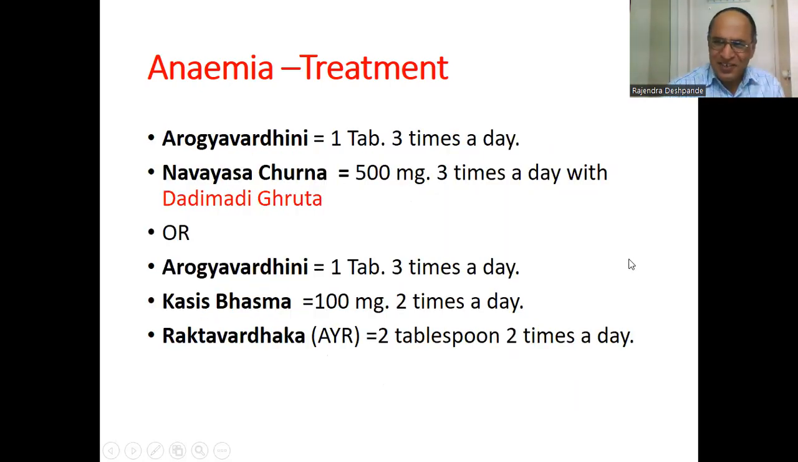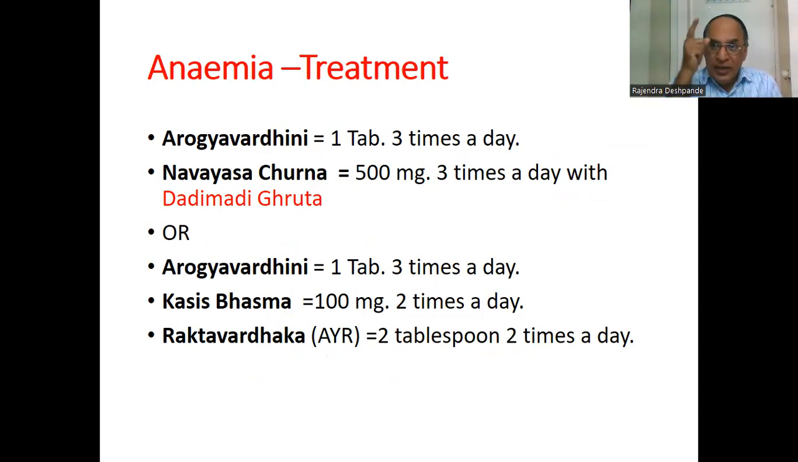Now, let us start with the treatment. Arogyavardhini, 1 tablet 3 times a day. Navayasa churna 500 mg 3 times a day with Dadimadi Ghrita. Arogyavardhini, why? Because this acts on the liver. And Ayurveda says the liver is the most important organ in the body, like the biggest industry controlling the different metabolic processes: carbohydrate metabolism, fat metabolism, protein metabolism, iron metabolism.